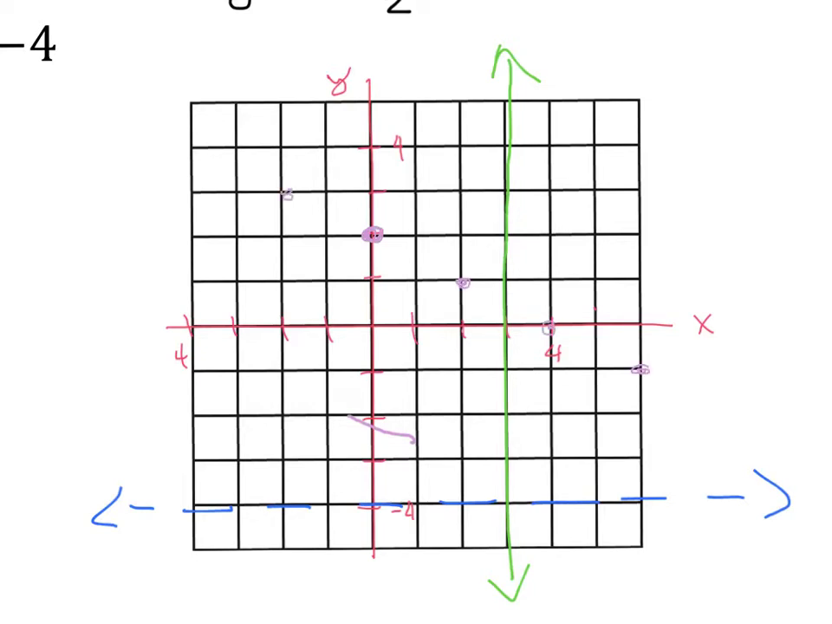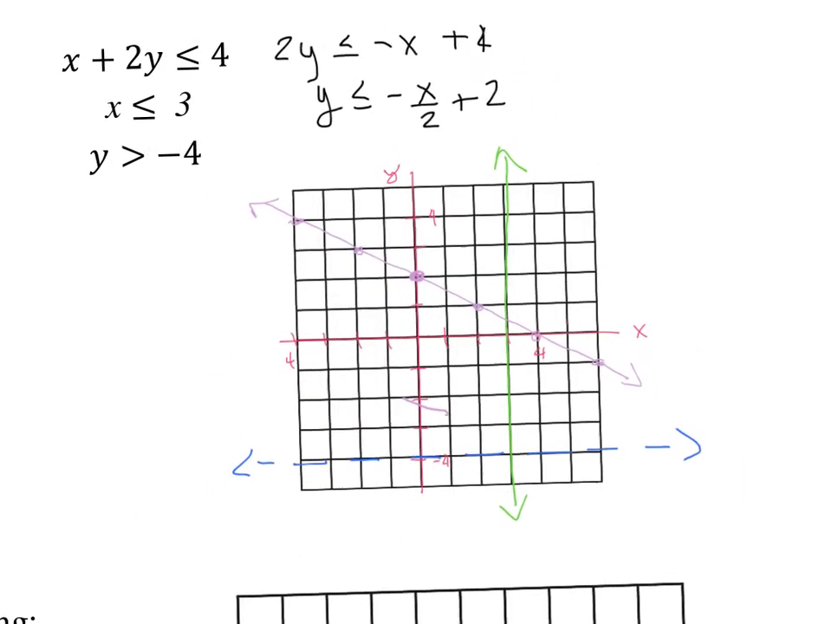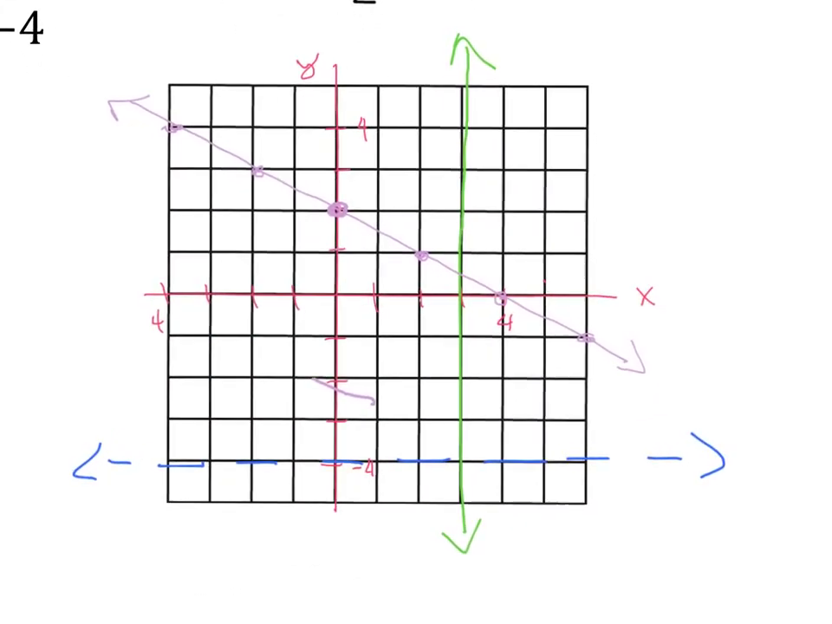I can go up 1, left 2, and I can extend that. Because it's equal to, I'm going to go ahead and connect this with a solid line. And remember, we're shading less than, so what's less than that purple line would be everything below it. So what satisfies both conditions would be the space in between. So let's go ahead and shade that. So what's true would be everything in here.